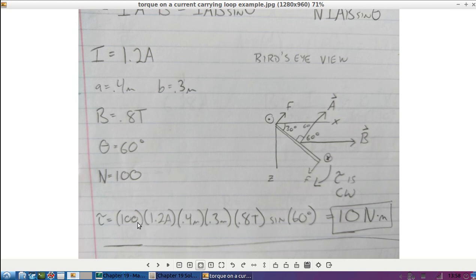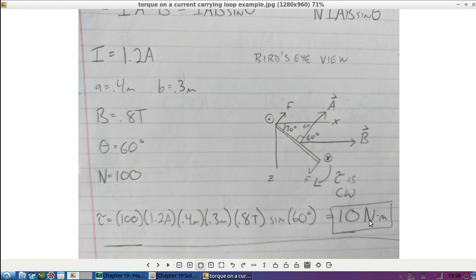All right, I've got 100 turns, that's N, 1.2 amps, that's I. The area enclosed by the loop is the length times the width, 0.4 meters times 0.3 meters. Magnetic field strength is 0.8 Tesla, and the angle between my area vector and my magnetic field vector is 60. So when I calculate this, I get a torque of 10 Newton meters.